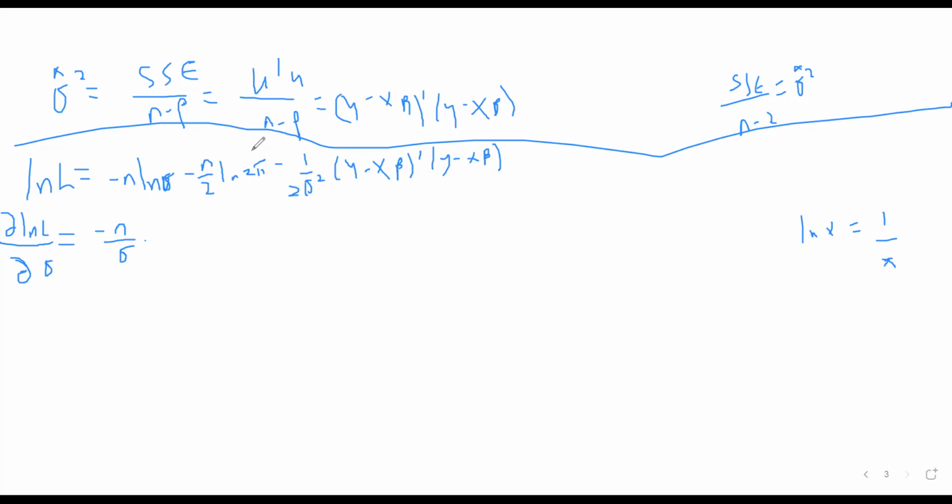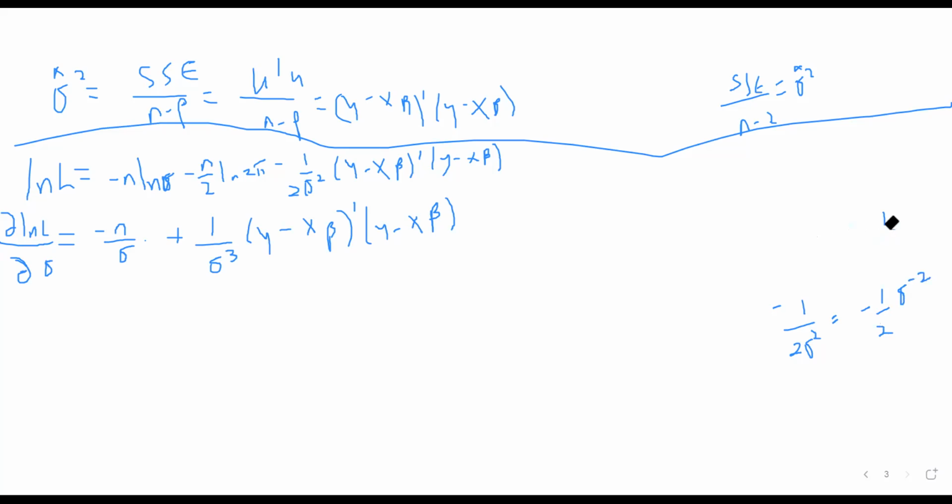Okay, this one has no sigma, so you differentiate, it goes to 0. And this becomes what? Plus 1 over sigma cube (y minus x beta) transpose (y minus x beta). How come the derivative of this becomes that? We have 1 over 2 sigma squared, which I can easily write as negative 1 over 2 sigma to the power negative 2. Right? Laws of indices.